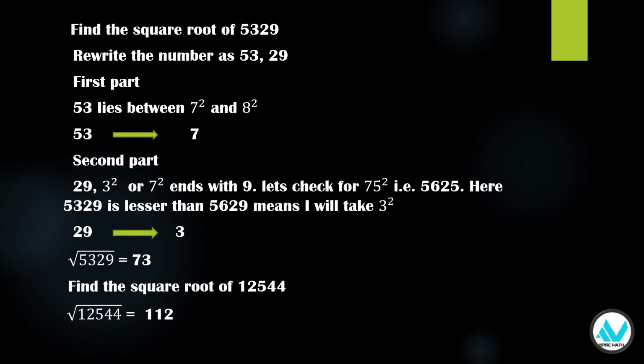So now let me check with my number. Now 5329 is very much lesser than compared to 5625. So instead of 7 square, I am going to take 3 square. So the second part is going to be 3. Therefore root of 5329 equal to 73. Similarly, for the square root of 12,544, it's going to be 112.